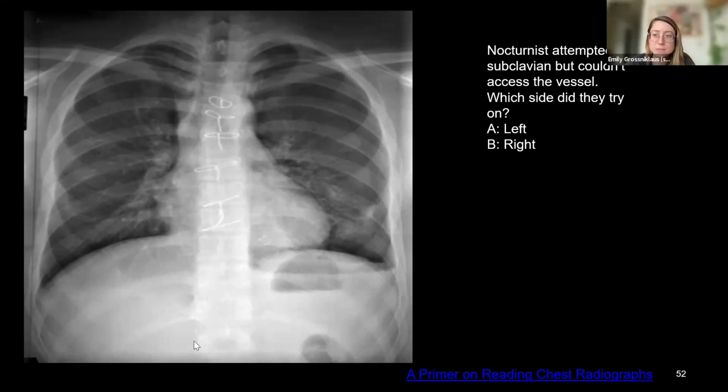Okay, we're getting some responses. Here you go. Right, 42% said left and 58% said right. Yeah, a good one.